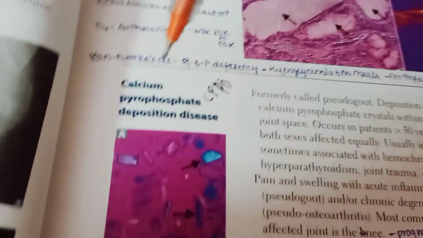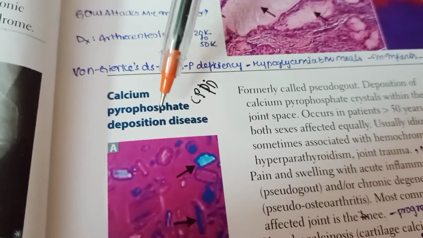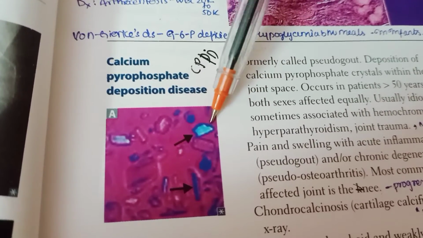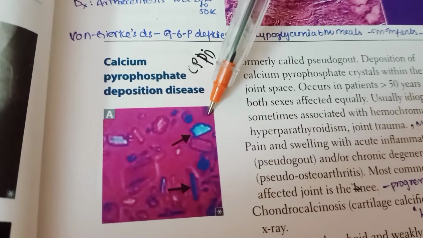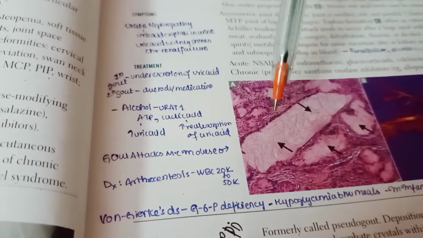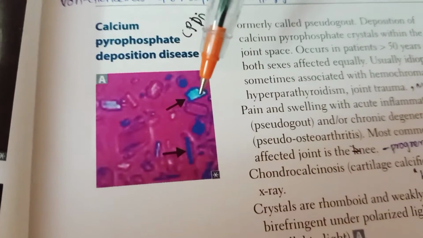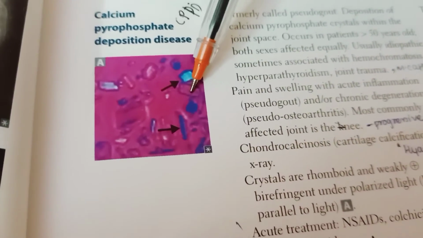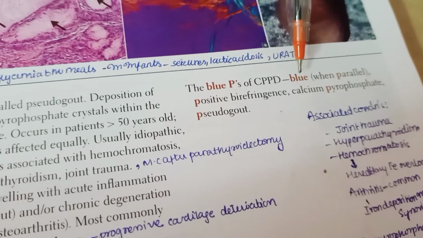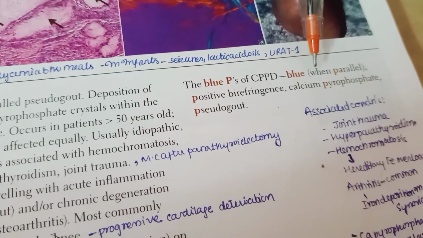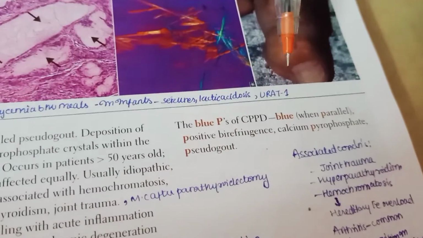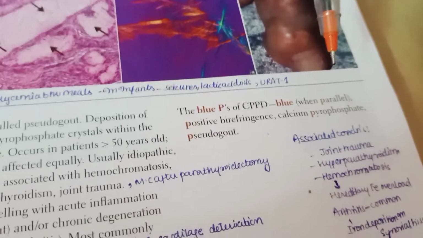Now coming to calcium pyrophosphate. Actually, calcium pyrophosphate will get accumulated. You can see this diagram. This is the accumulation of pyrophosphate. They are rhomboid shaped crystals and they are positively birefringent. So it is the reverse of gout. In gout, you get crystals which are negatively birefringent. Here they are positively birefringent. When parallel it will be blue, and when perpendicular it will be yellow. In gout, when parallel it is yellow. So it's a reverse of gout.